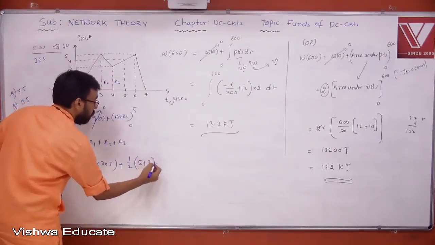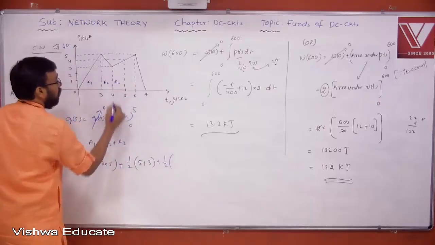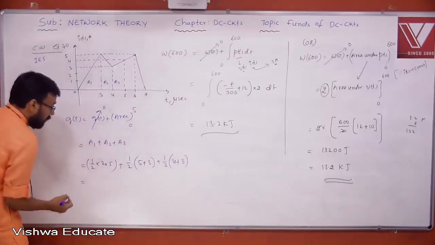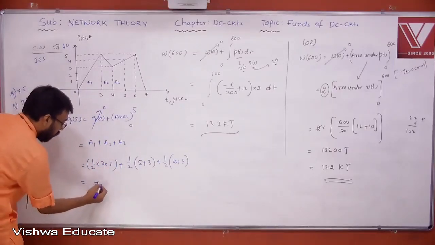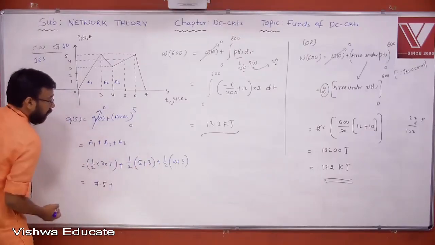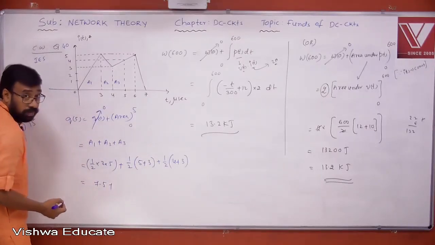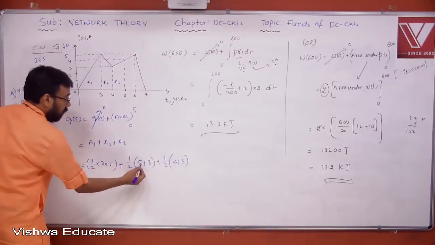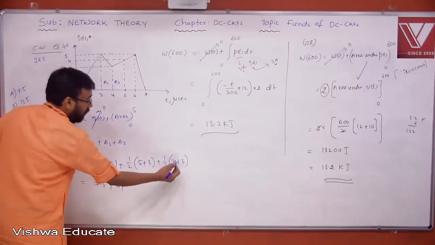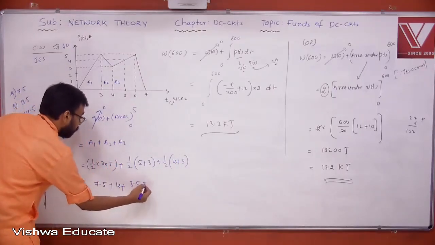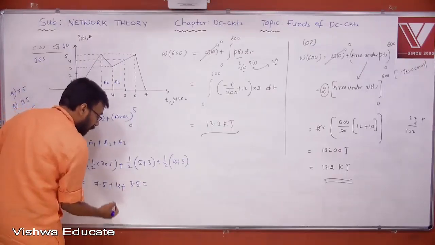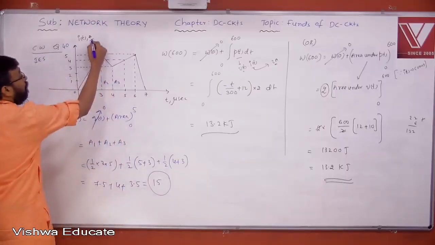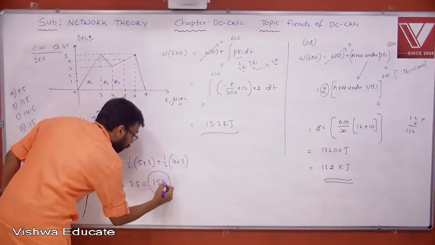B is 3. Plus again one more trapezoid. Yes or no? Half, A is how much? 4 plus 3. Therefore, this is 15 by 2, which is 7.5, plus 8 by 2. What do you get here? 4 plus, what is 7 by 2? 3.5. Yes or no? 7.5 plus 3.5 is 11, 11 plus 4 is 15. 15 microcoulomb. Why microcoulomb? Amperes into microseconds will give you microcoulomb. That's it.